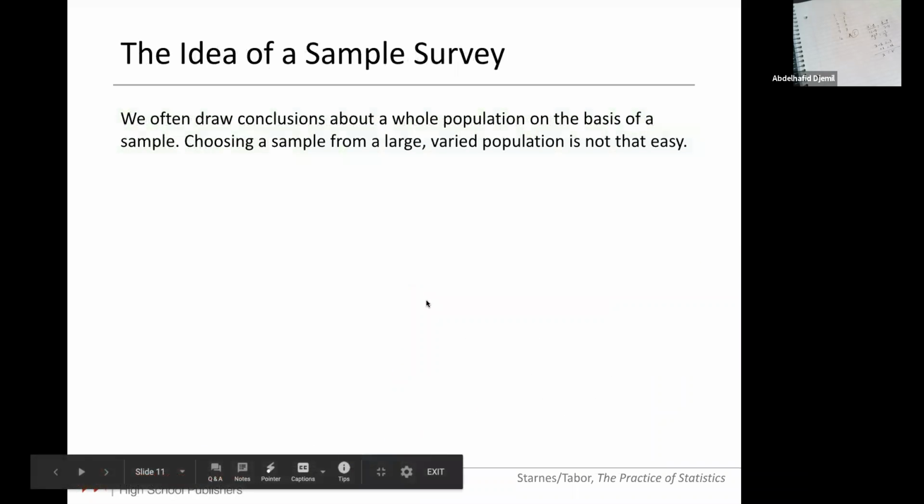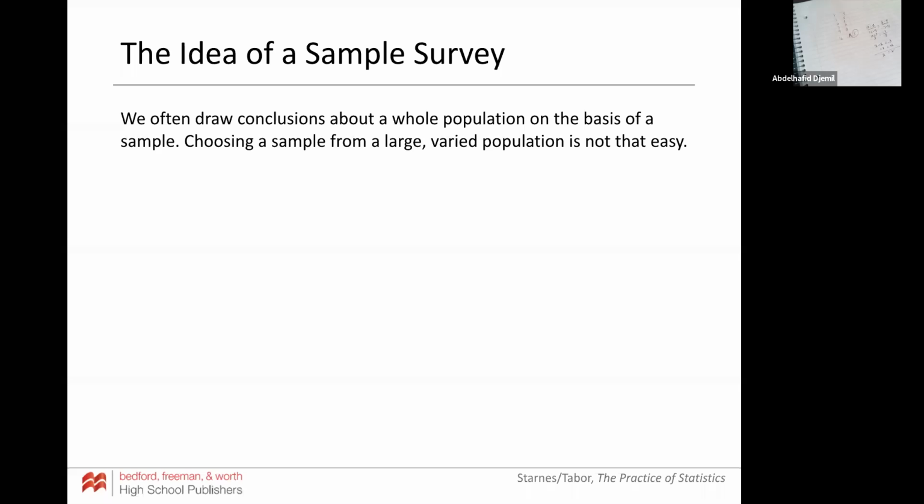So the idea of a sample survey is when we want to make a study, we need to take a sample and choose our sample. And from that sample, we do the survey. And after we do the survey, we collect the information and we study it and we analyze it. So choosing a sample from a large varied population is not really that easy. Sometimes it's very, very difficult to choose the sample.